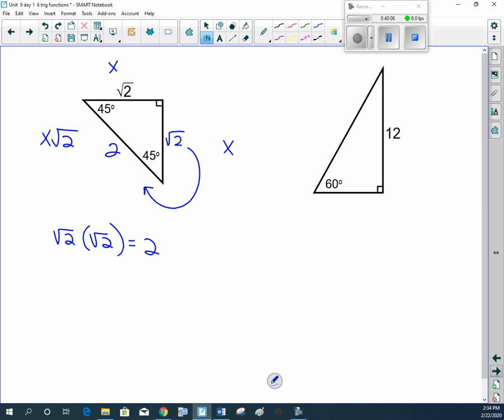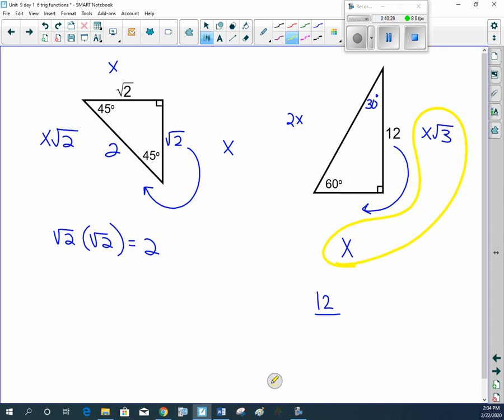Over here, this is a 30, 60, 90. So this is my x side, this is my 2x side, and this is the x root 3 side. Okay, I want to go from 12 to the short side. It's smaller. You have to divide. Divide by what? Well, the only ratio difference is square root of 3. So I'm going to divide by square root of 3. 12 divided by square root of 3. Okay, well, I guess I'll rationalize that and see what happens. We end up with 12 root 3 over 3, and then those two reduce to be 4 root 3. Okay, so this side is now 4 root 3.